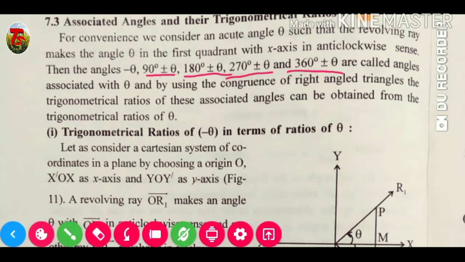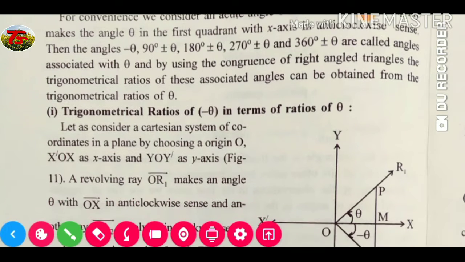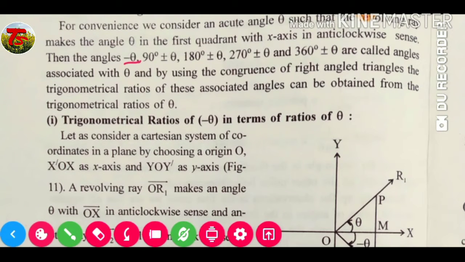And by using the congruence of right angle triangles, the trigonometrical ratios of these associated angles can be obtained from the trigonometrical ratios of theta. If sine positive theta or minus theta, then what the value will be, this we will now learn. So number 1 you will see, first number 1, minus theta. We will learn now in terms of ratio theta.